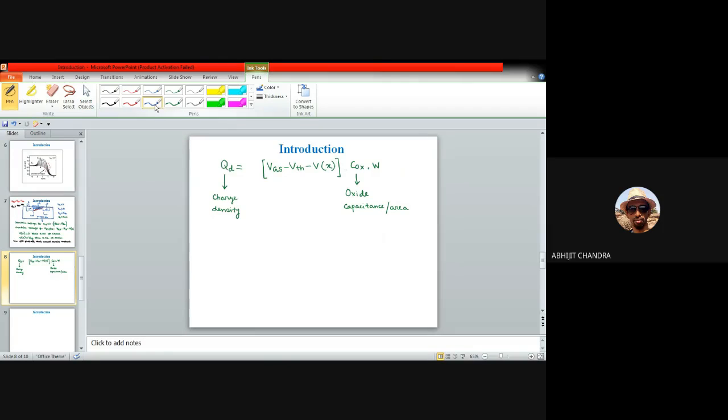Now, how can I relate this charge density with the current? Current is given by charge per unit time, I is equal to dQ/dt. So if I multiply this charge density, that means charge per unit length, with the velocity of the charge carriers, and velocity is length per unit time, this will give you the expression of current. This entire thing, length per unit time, is nothing but the velocity of the charge carriers.